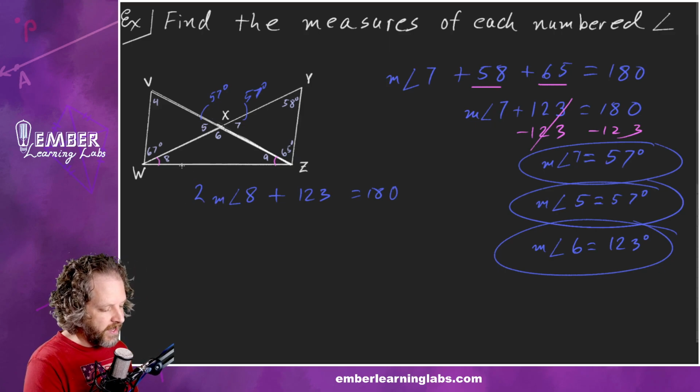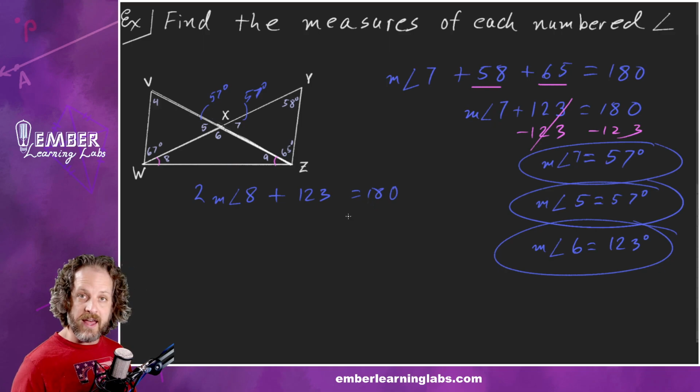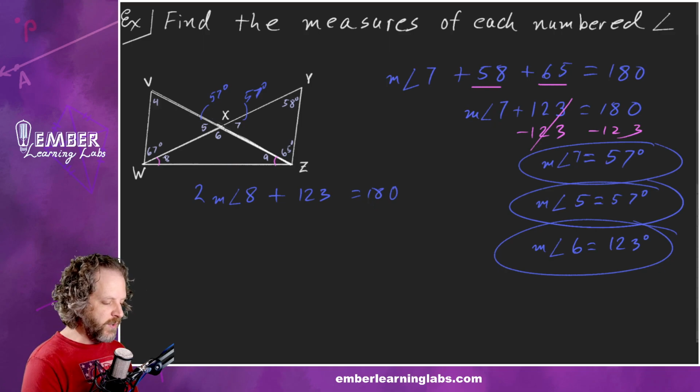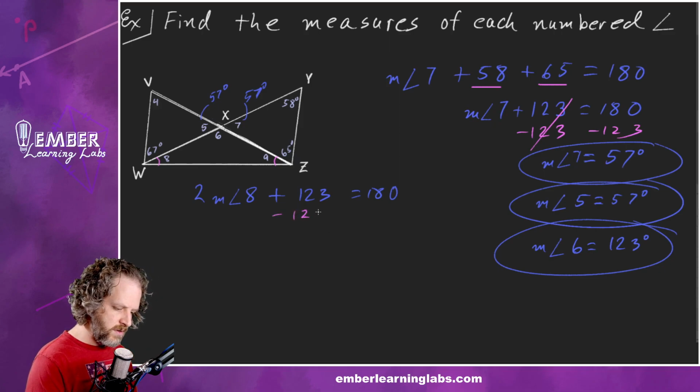Now, why did I do that, right? That's because these two are equal. Their measures are equal. They are congruent, right? And so that's why I can do 2 times one of them plus this one equals 180. So we're going to get there again. We're going to subtract 123. Equals 180. We already did that math. That's already 57.